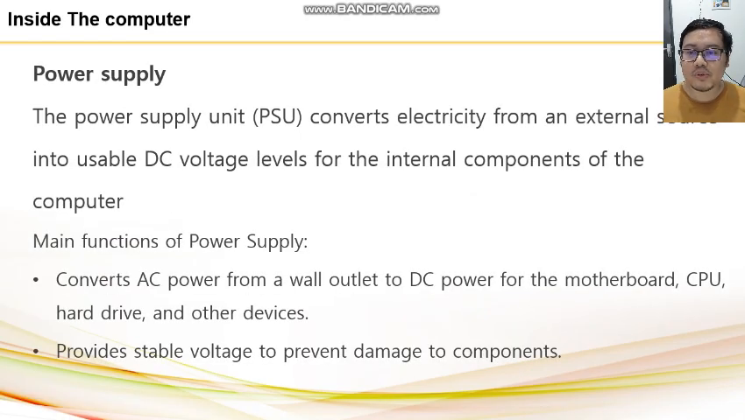And this is the power supply. It converts electricity from an external source into usable DC voltage levels for the internal components of the computer. The main function of the power supply is to convert AC power from the wall outlet to DC power for the motherboard, CPU, hard drive, and other devices, and provide a stable voltage to prevent damage to components.